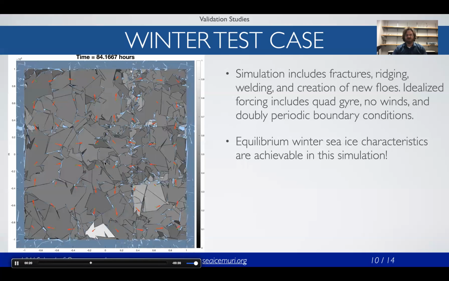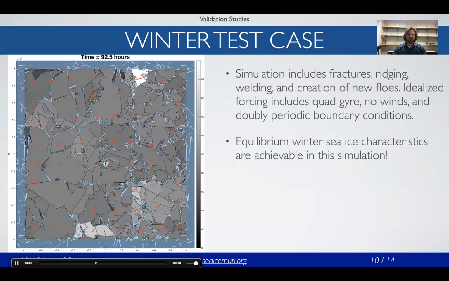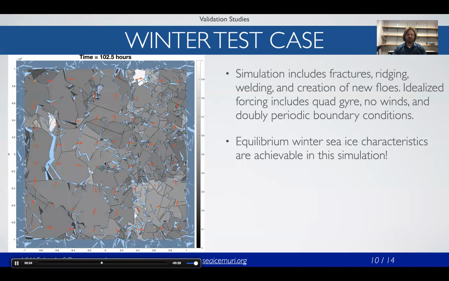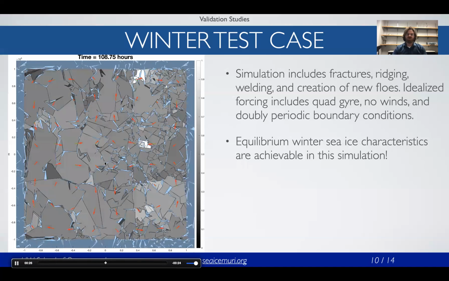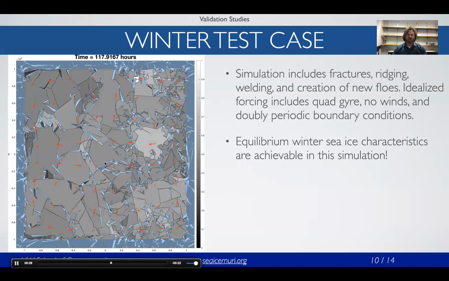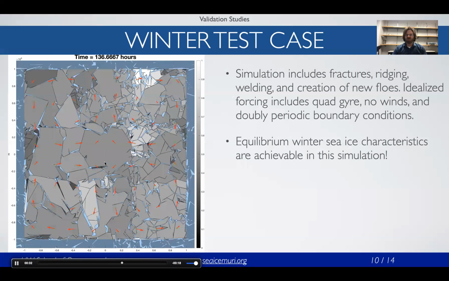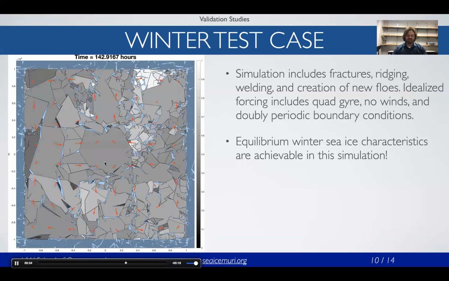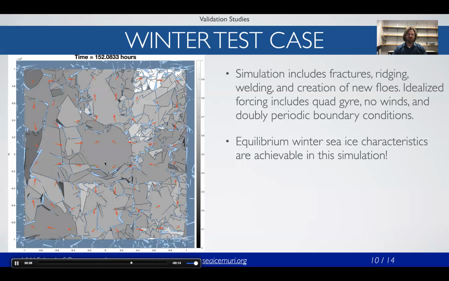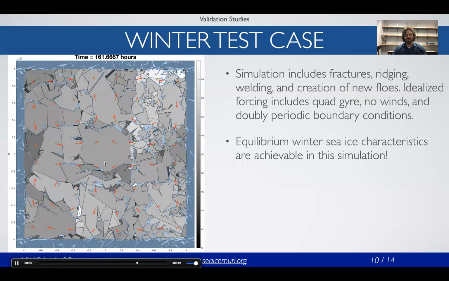We also have double periodic boundary conditions, so the flows can move in and out of the boundaries, appear on the other side, and then we use ghost flows to find the interactions with them. And what we're searching for is an equilibrium of winter sea ice characteristics. We want to see if this is achievable because of all the different physical processes going on.